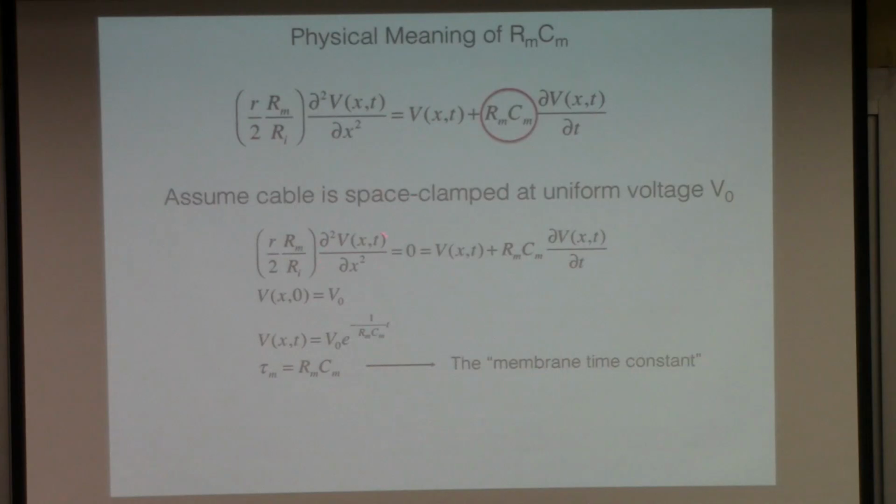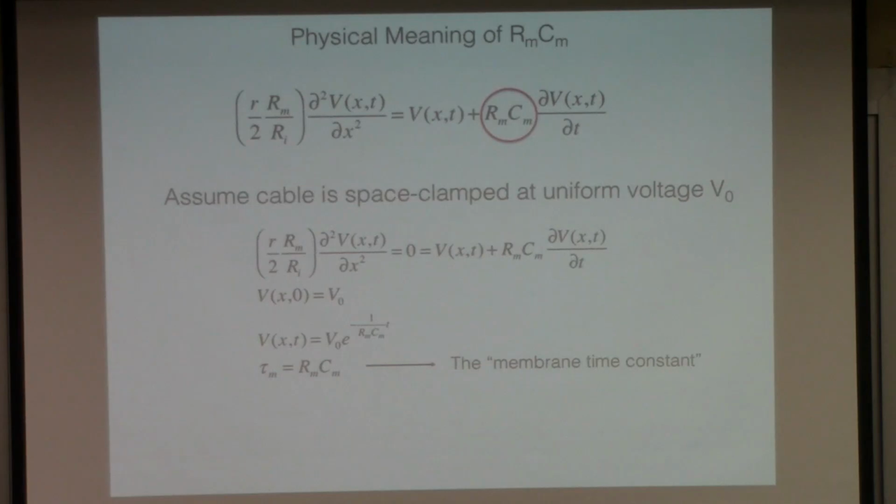So the gradient of voltage is 0. So the cable equation turns into this equation: 0 equals the voltage term plus a constant of proportionality times the first time derivative of voltage. This is a first order differential equation, right? With an initial condition V0, whatever the space clamp is. You know the solution of that equation. It's an exponential, right? And so this is the way voltage will decay everywhere along the cable.